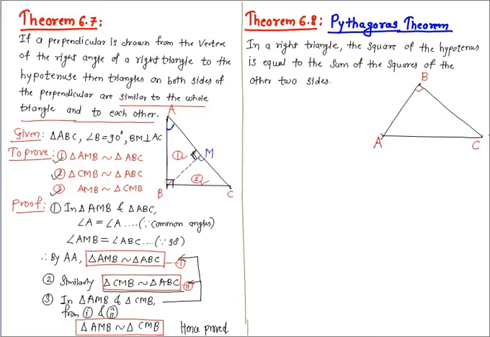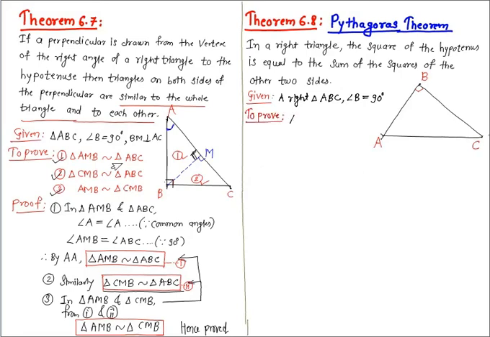And what are other two sides? AB and BC. So what we need to prove? Square of the hypotenuse, that is AC square, is equal to sum of squares of other two sides. That means AB square plus BC square. So let's write what is given and what we need to prove. Given a right triangle ABC in which angle B is equal to 90 degree. This is given. Let's write to prove.